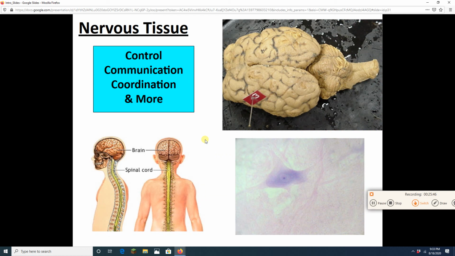All right, nervous tissue. Like we said earlier, nervous tissue is all about control, communicating, coordinating, and consciousness, and so many more things. Brain, spinal cord, and all the nerves. There's a tiny nerve cell right there. It's called nervous histology. This is a sheep brain. We'll look at these later on this semester. We'll do a lot of nervous system, a lot of nervous tissue this semester.